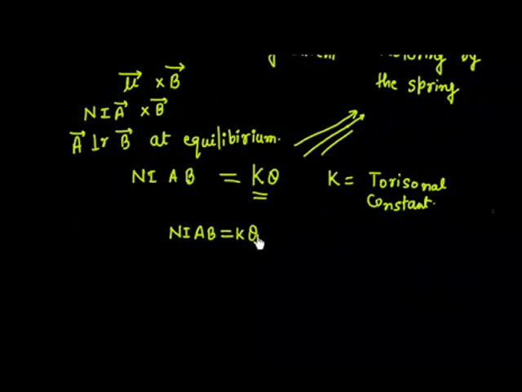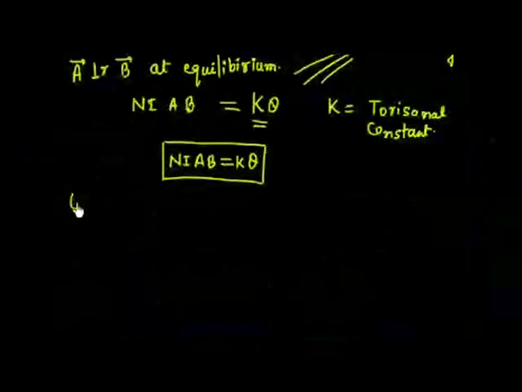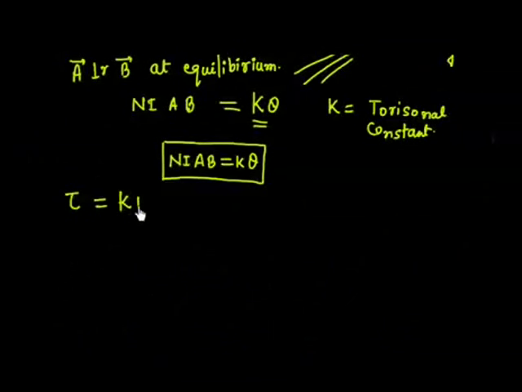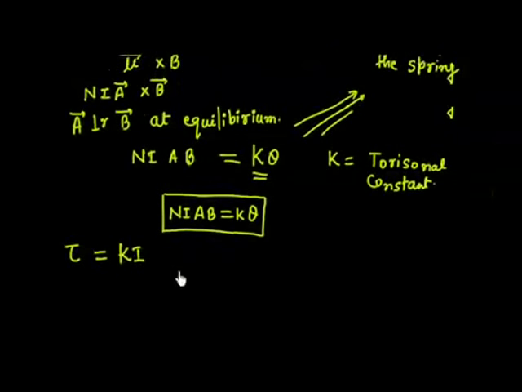So you see, T is given as K into I, and T is the torque. So now we have to simply equate. We have already said the torque on a loop is given as mu cross B, that is NIAB. So the torque is nothing but NAB into I. This implies K is equal to NAB. So this constant is NAB. This is your first part of the question. This is easy. Now let us discuss the next part.